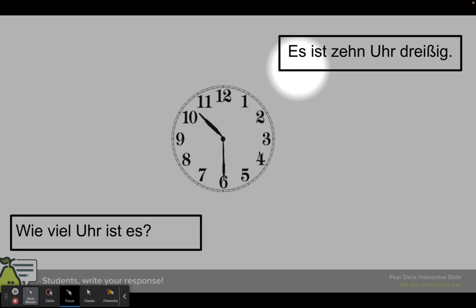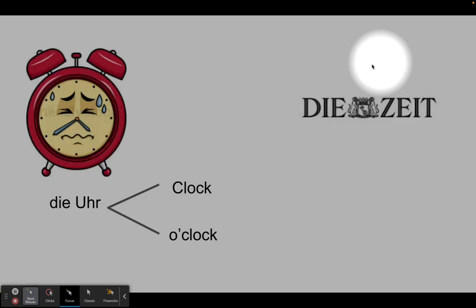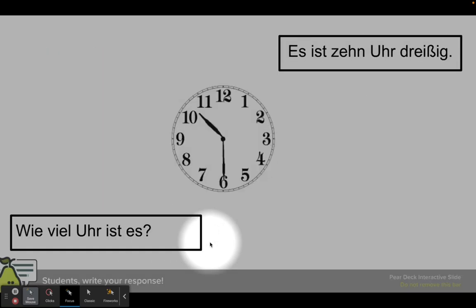Just pay attention because this is different from how we say it in English. In English, we would say it is 10:30. In German, you say es ist 10 Uhr 30. Do you know what that means? Remember what Uhr means? Uhr, o'clock. So es ist 10 Uhr 30 means it is 10 o'clock 30. So they leave the o'clock in there when they're telling times with minutes included, and we take away the o'clock. We don't say it's 10:30 o'clock. We just say it's 10:30. In German, es ist 10 Uhr 30. It is 10 o'clock 30.